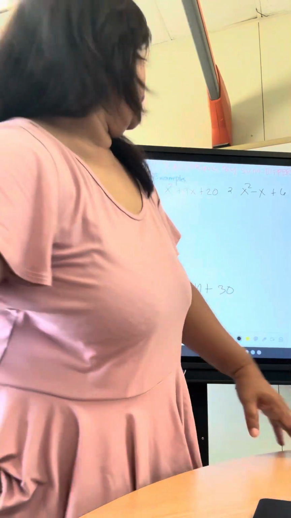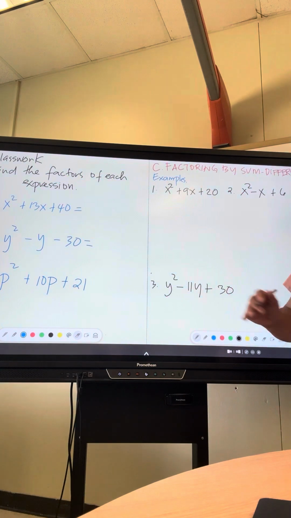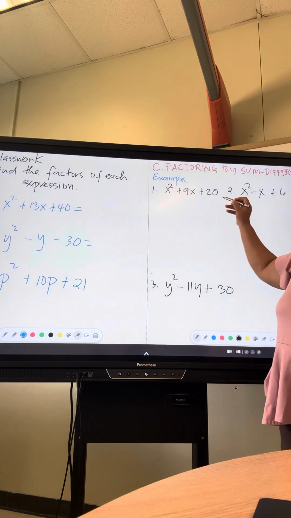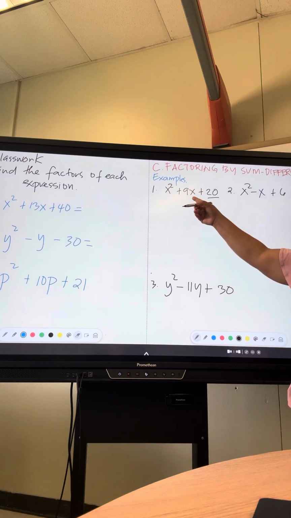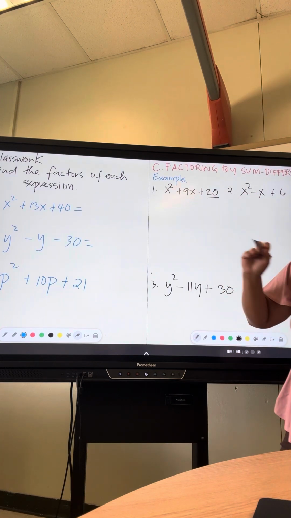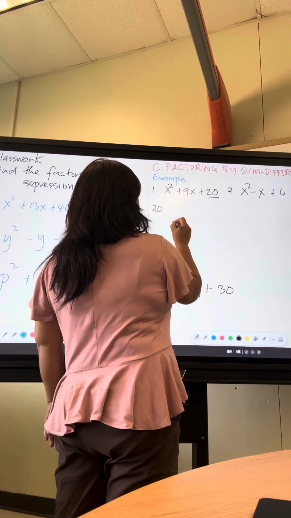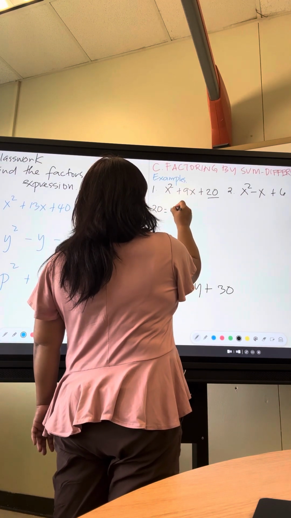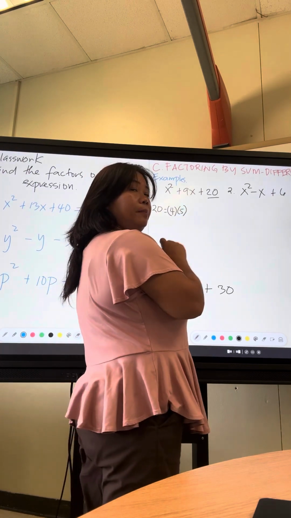And this is factoring by sum and difference. So what you're going to do here, class, is you just consider the factor of the last term. Because you know already how to factor the x squared. So what are the possible factors of 20? It can be 4 times 5. So these are the possible factors.